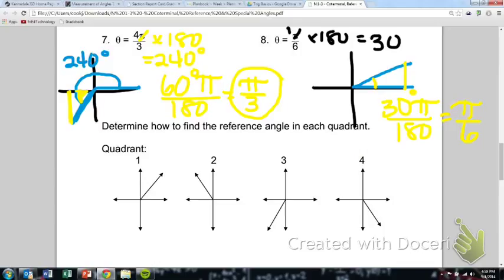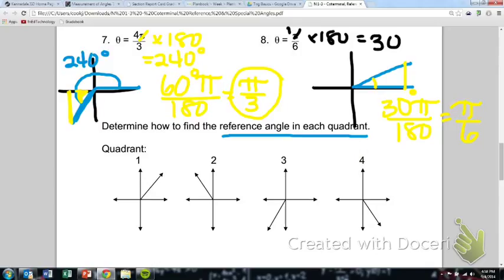So let's look at some rules that we can generate for this. There are rules for finding the reference angle in each quadrant. And we kind of just saw those. If you go back and look at the examples we just did, we had an angle in each quadrant. For the last one that we did, that was the angle in the first quadrant, and notice that it was its own reference angle.